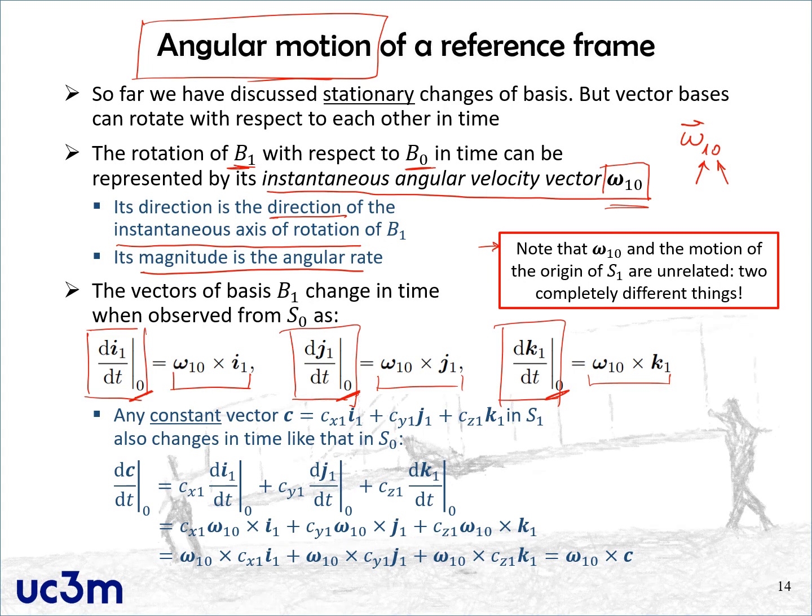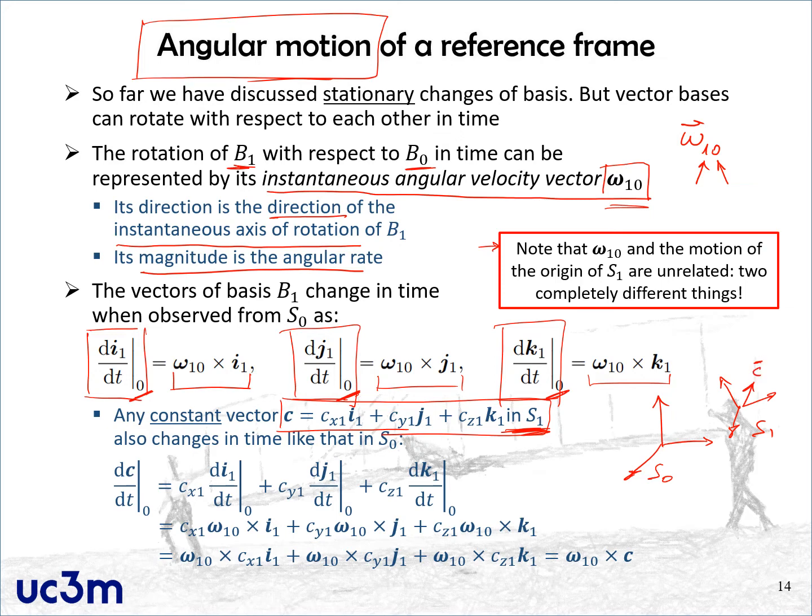These expressions are the type of expressions that we will use continuously when solving the kinematics of point particles later on. So we basically need to know how the vectors of the basis are changing. Now, this is also useful because if you give me any vector, for example, vector c, which is constant in the reference frame S1, okay, so imagine that you have here your reference frame S0, and here is your reference frame S1, and you have a constant vector in S1, okay, this is vector c.